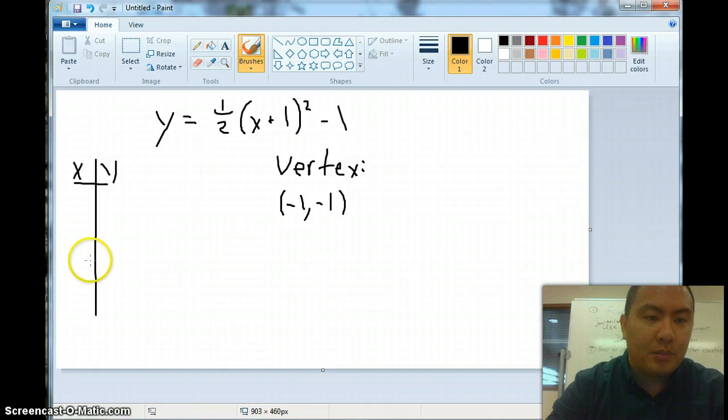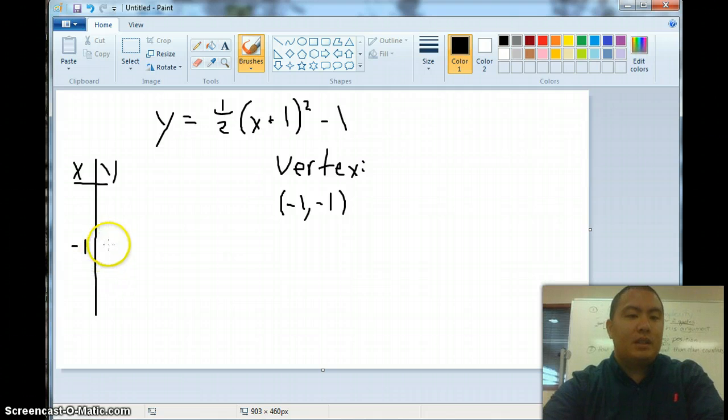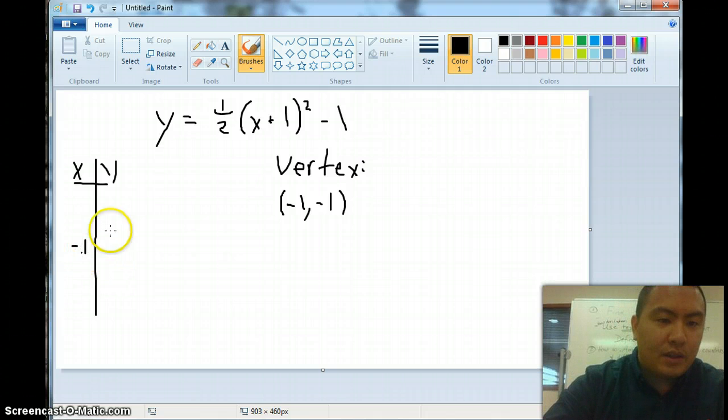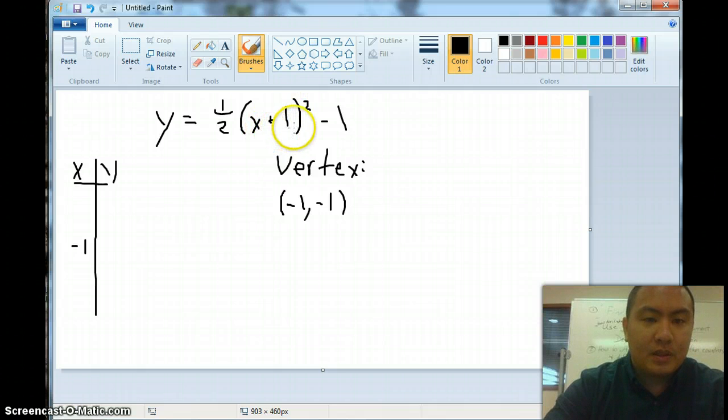So let's plot some points and see what happens. Well, why don't we plot the vertex first? If I plot the vertex first, it's going to give me negative 1 for the x. Well, negative 1 plus 1 is 0. 0 squared is still 0. 0 times a half is still 0. 0 minus 1 is negative 1.